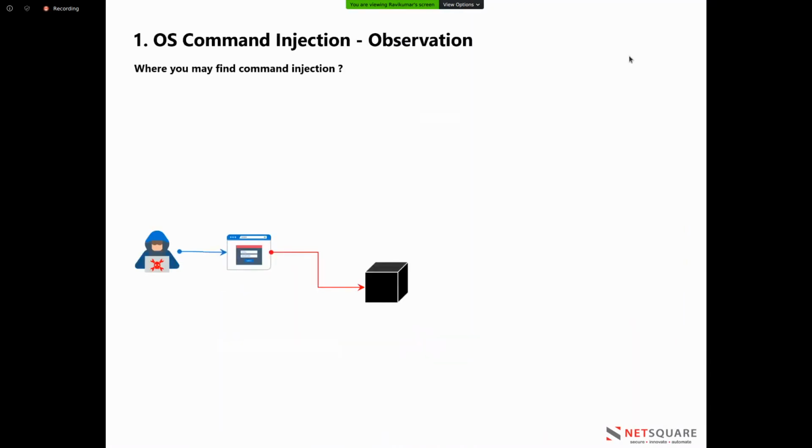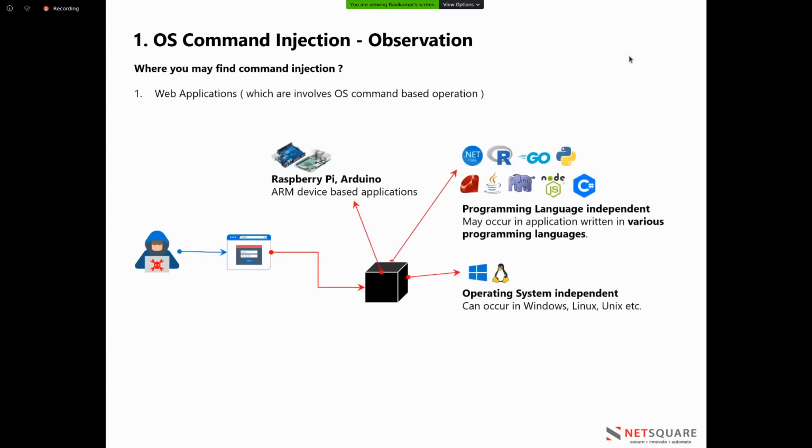So where may you find command injection? Let's start with black box. If the application is built on ARM devices like Raspberry Pi or Arduino, or on a programming language like Go, PHP, or Node.js, it may occur, because various applications are implemented as web applications. You can find it on operating systems like Windows, Linux, and Unix itself.